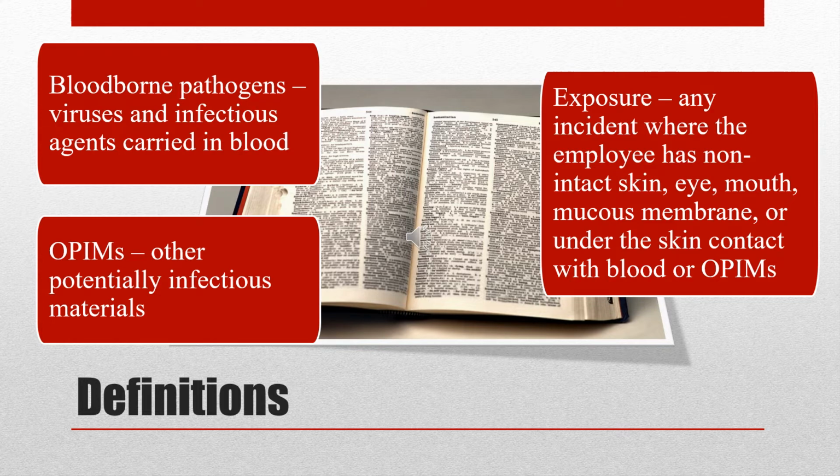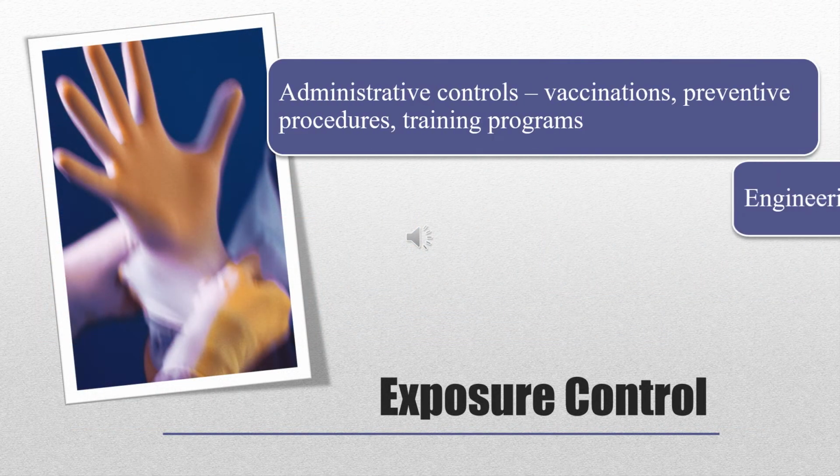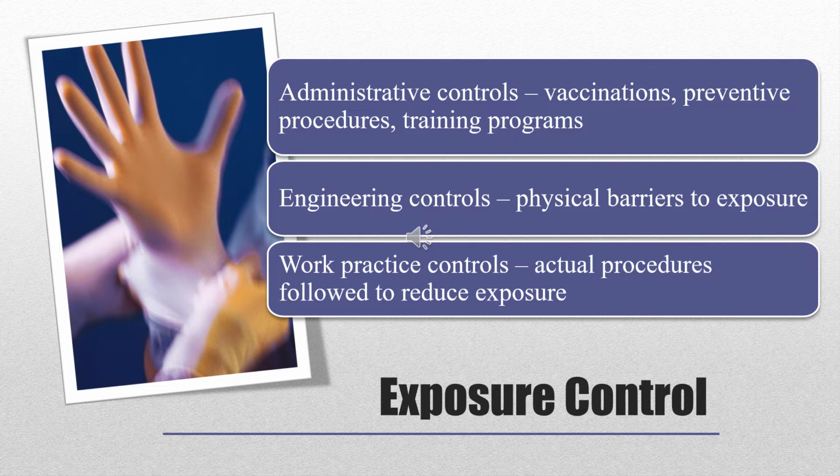Exposure. Any incident where the employee has non-intact skin, eye, mouth, or mucous membrane contact with blood or other potential infectious materials. Exposure control. These include administrative controls such as providing vaccinations, infection prevention procedures, and training programs. Engineering controls are physical barriers to exposure, such as sharps safe disposal containers and biohazard labels, as well as eye and hand washing stations.